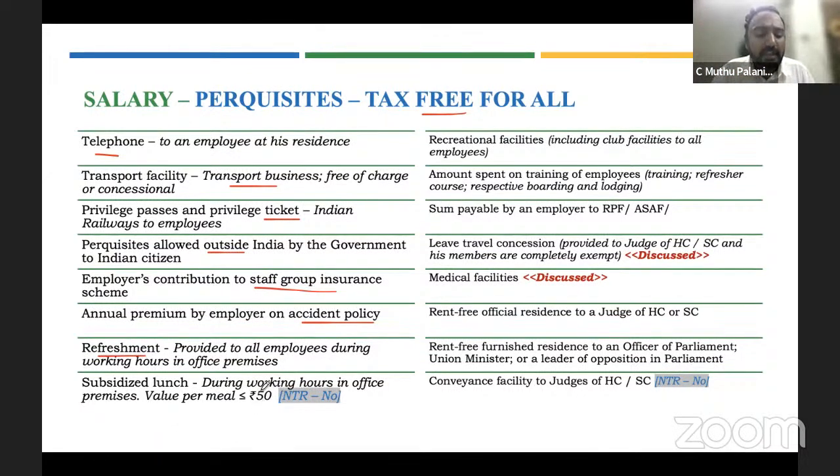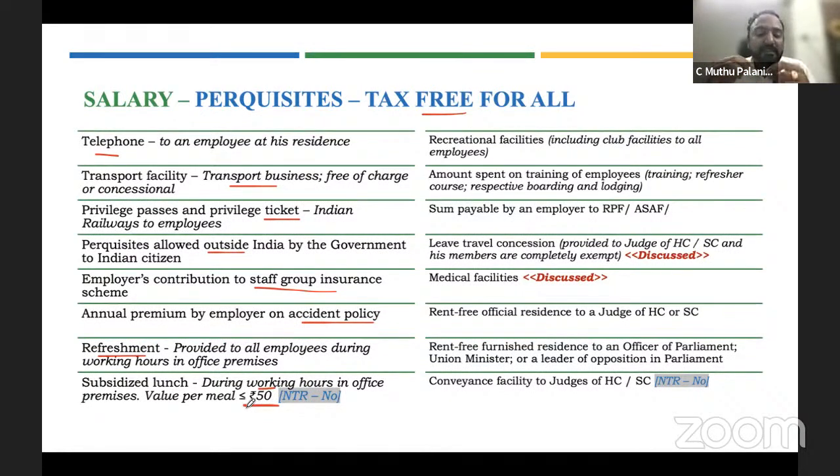Subsidized lunch. So any food provided during the working hours is not taxable, provided the meal is valued up to 50. So anything beyond 50 will be taxable. There are two thoughts to it. One says up to 50 it is not taxable, and the excess of 50 alone is taxable. The other says not just 50. If 60 is given, the entire 60 is taxable. Now we have to take a stand.